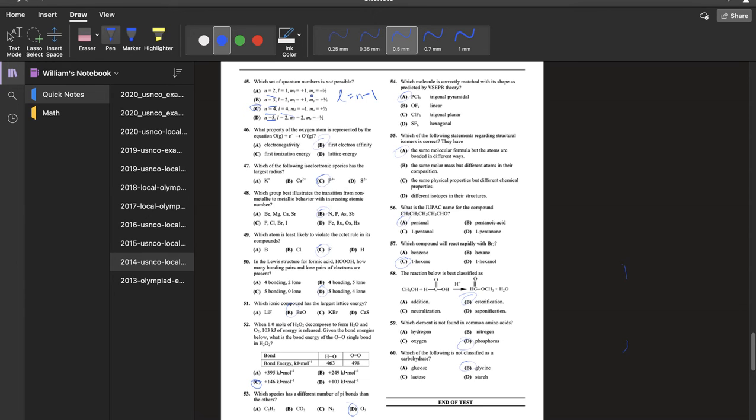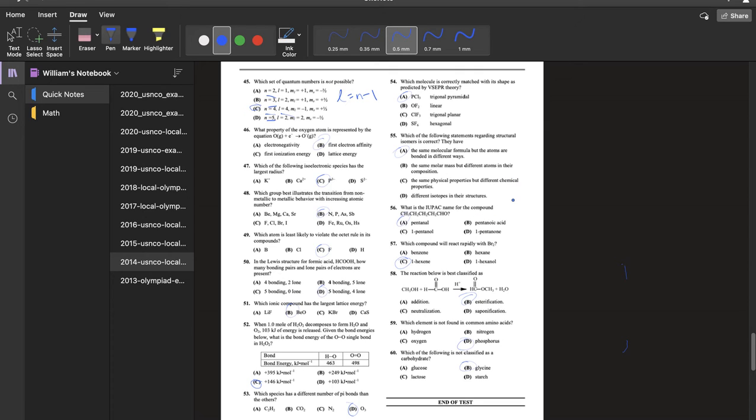46. What property of the oxygen atom is represented by that? This is really just knowing your periodicity stuff. It's not even memorization, it's just knowing what it means. Adding an electron to a gaseous state atom, that's electron affinity. Taking one away is ionization energy. Electronegativity just talks about how much a certain atom will attract electrons, or be more susceptible to having those electrons closer to them.